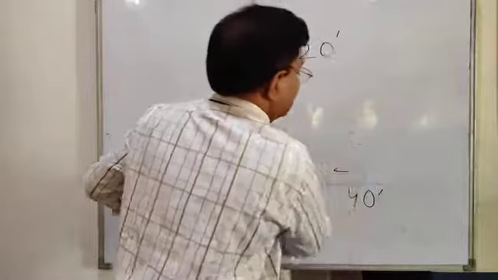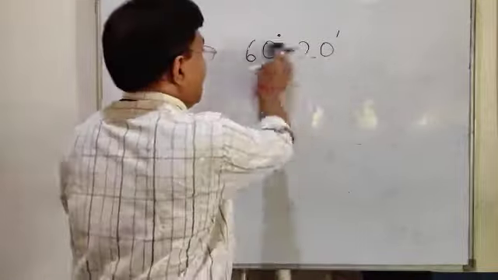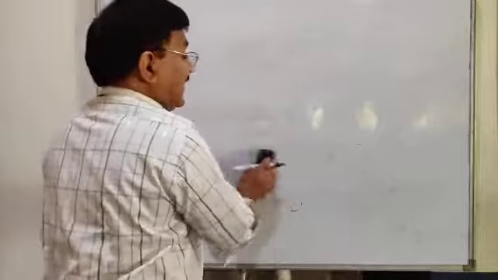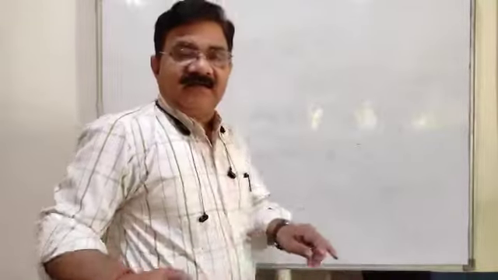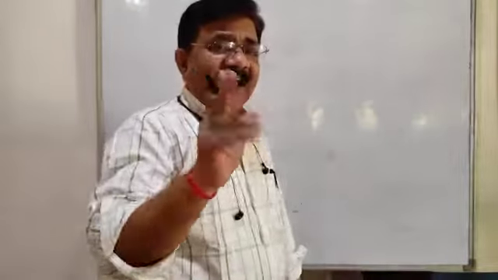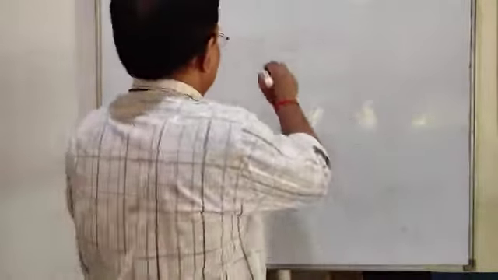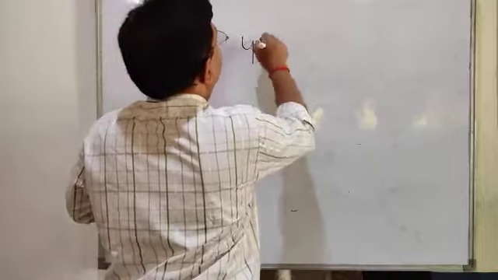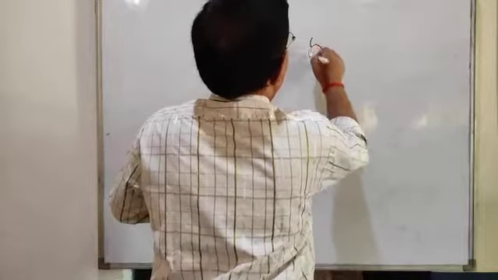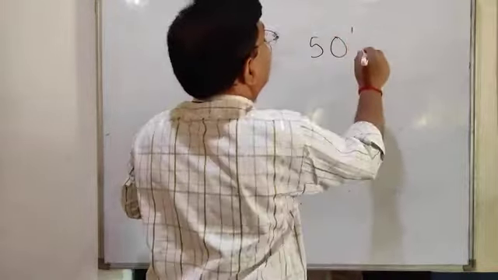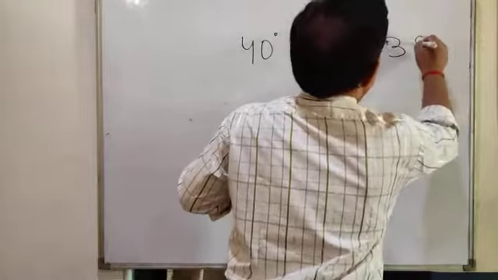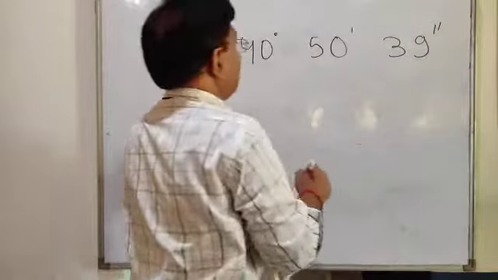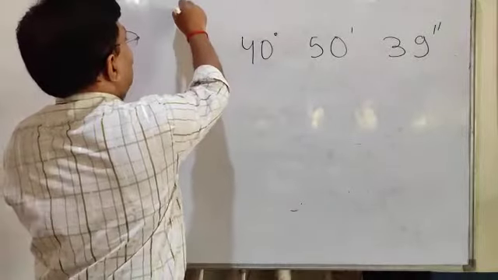Suppose I am asking you to find the supplement. If the sum of two angles is 180 degrees, they are called supplementary angles. If I am asking you to find the supplement of 40 degrees 50 minutes and 39 seconds, find the supplement of it.